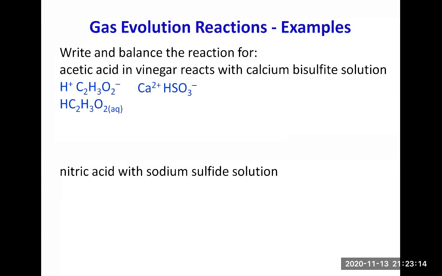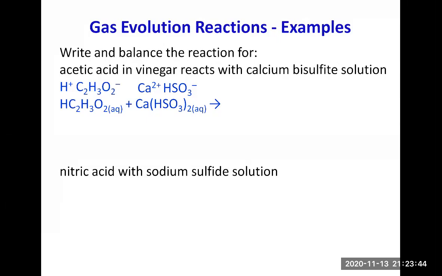So here we need 2 bisulfite per calcium because calcium has 2 positive charges, but the bisulfite has only 1. So if you do the crisscross trick, you see that the formula will be Ca, open the parentheses, HSO3, close the parentheses, 2. And that's aqueous because we have been told it's a solution.